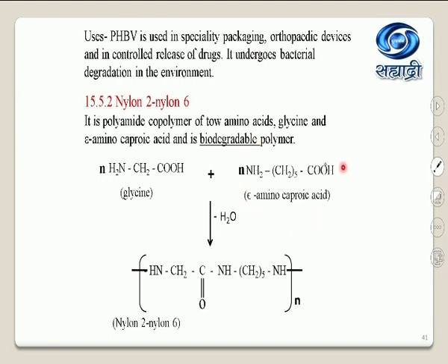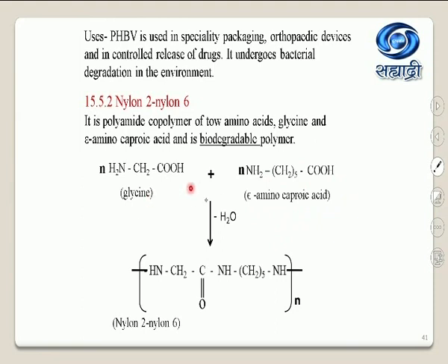What is the other monomer? It is epsilon amino caproic acid. According to the name caproic acid, it contains 6 carbon atoms, CH2 contains 5 carbon atoms and 1 carbon is in the carboxylic group. So it is the derivative of caproic acid obtained by replacing one hydrogen by an NH2 group. According to the Greek letter system, this NH2 group is on the epsilon carbon atom and therefore this monomer is known as epsilon amino caproic acid.